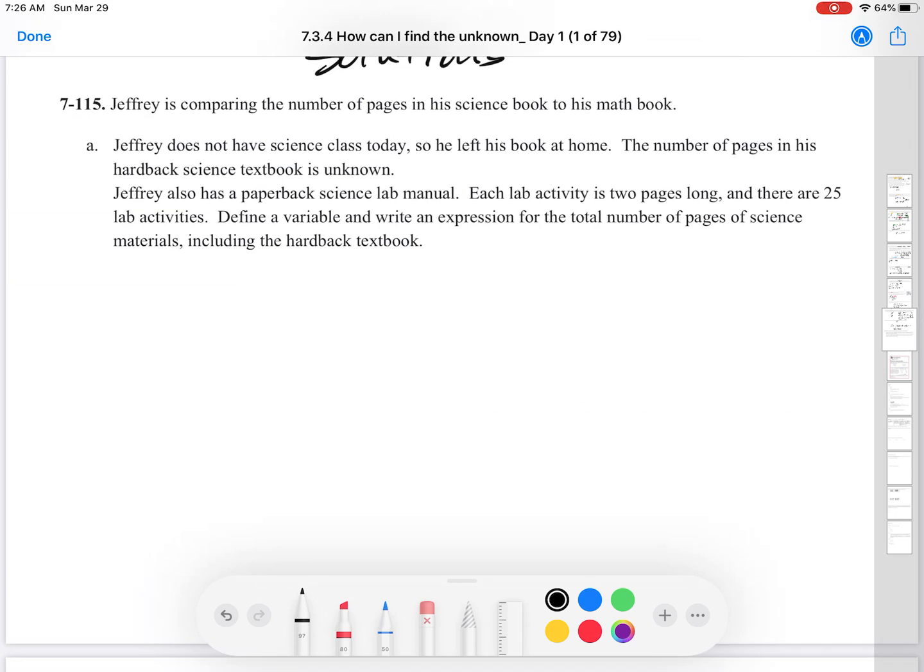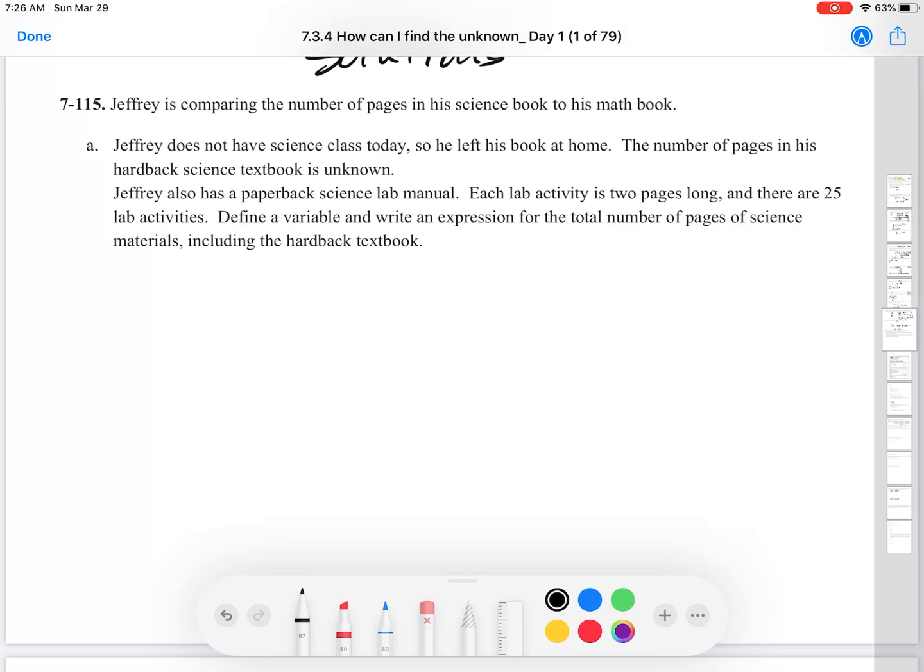Jeffrey's comparing the number of pages in his science book to his math book. Jeffrey does not have science class today, so he left his book at home. The number of pages in his science textbook is unknown. Jeffrey also has a paperback science lab manual. Each lab activity is 2 pages long, and there are 25 lab activities. Define a variable and write an expression for the total number of pages of science materials, including the hardback textbook.